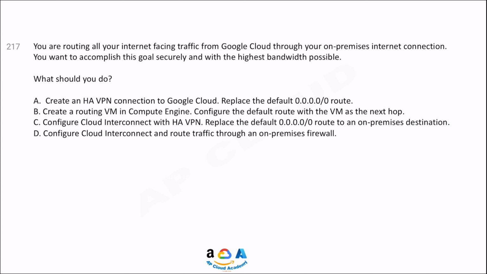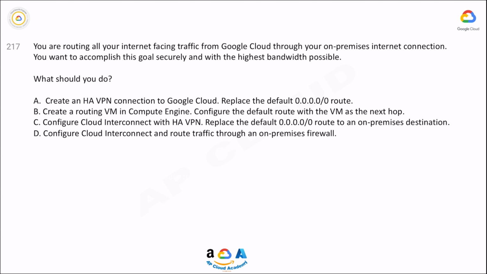Question number 217. You are routing all your internet-facing traffic from Google Cloud through your on-premises internet connection. You want to accomplish this goal securely and with the highest bandwidth possible. What should you do? A. Create a VPN connection to Google Cloud. Replace the default 0.0.0.0/0 route. B. Create a routing VM in Compute Engine. Configure the default route with the VM as the next hop.